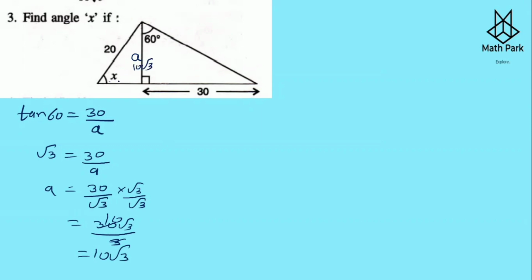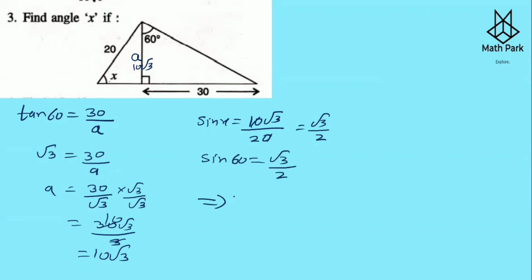Now we have to find X. Now with respect to X, this is opposite, and this is hypotenuse. So we will be using sine X is equal to opposite side, which is 10 root 3, upon hypotenuse, which is 20. And simplifying this, you get this as root 3 upon 2. And we know that sine 60 is equal to root 3 upon 2. This implies X is equal to 60 degrees.